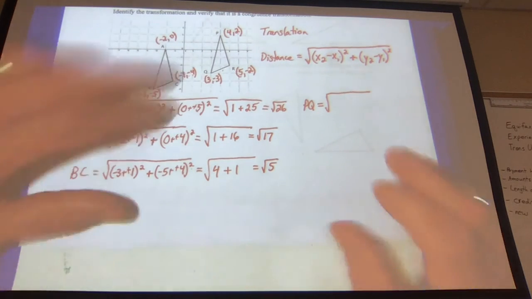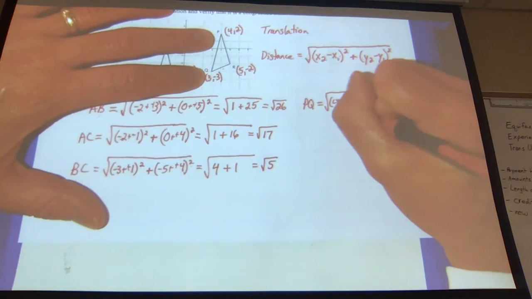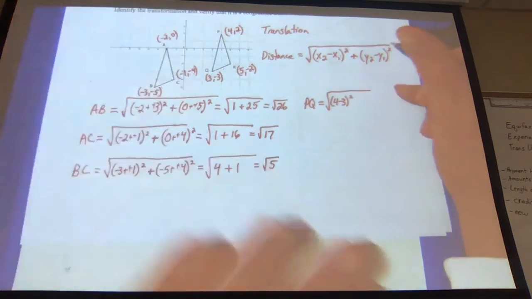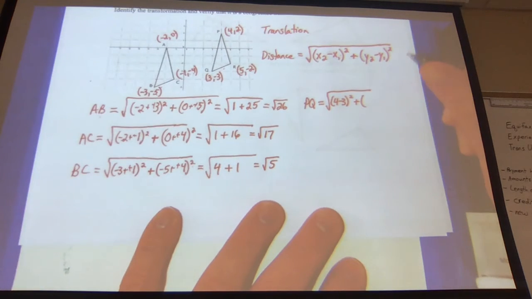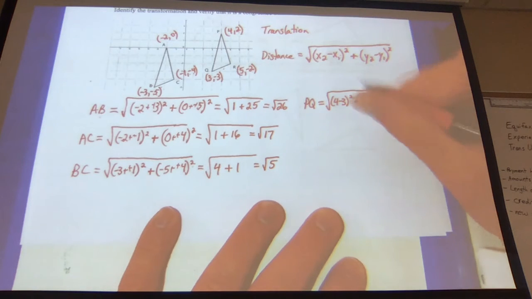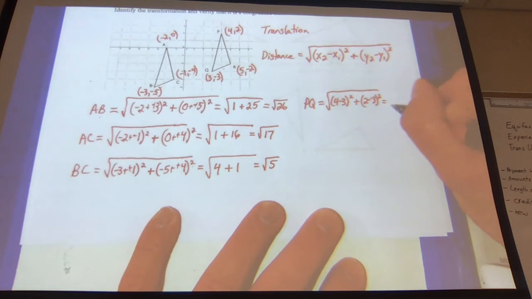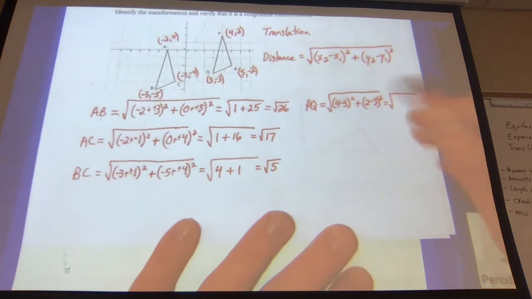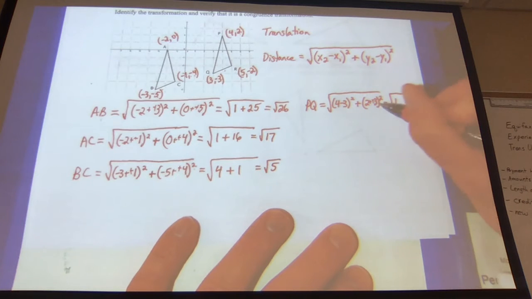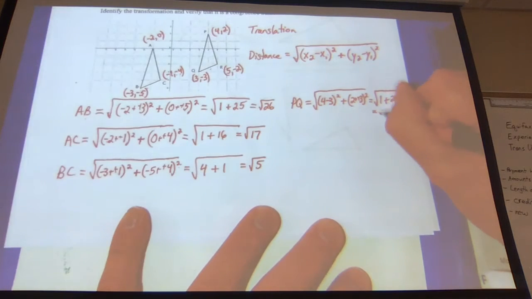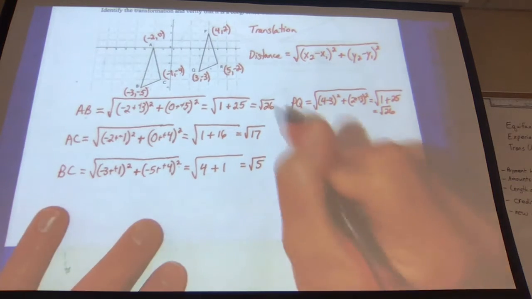And we go through the exact same process. Subtract the x's, 4 minus 3, square it. Subtract the y's. Let's see, we're doing PQ here. That's 2 minus -3. Four minus 3 is 1. 1 squared is 1. 2 plus 3 is 5. 5 squared is 25. Add those up. That is the square root of 26.